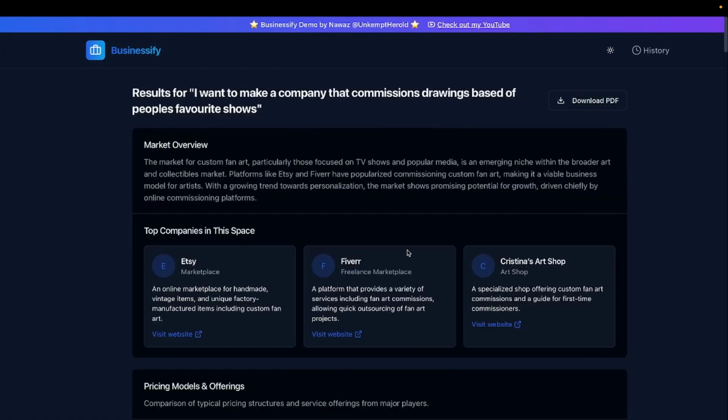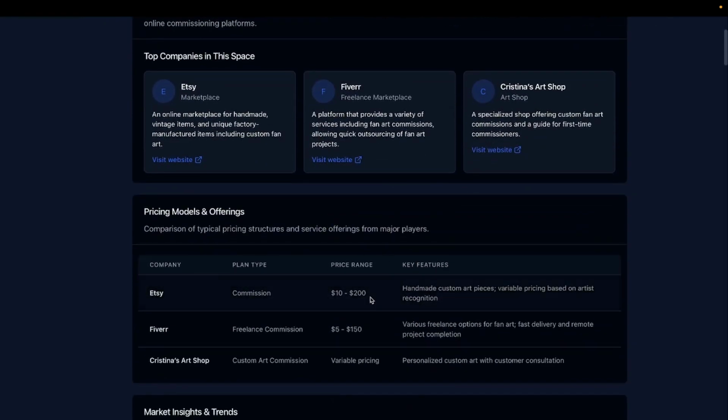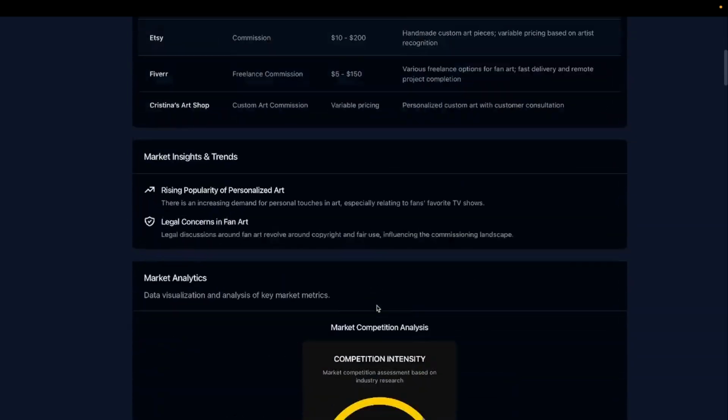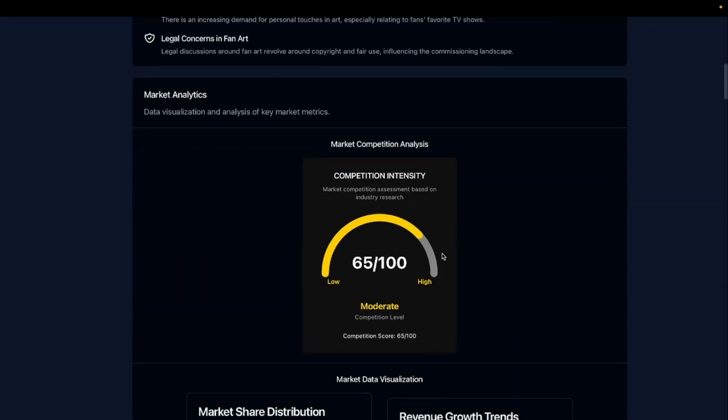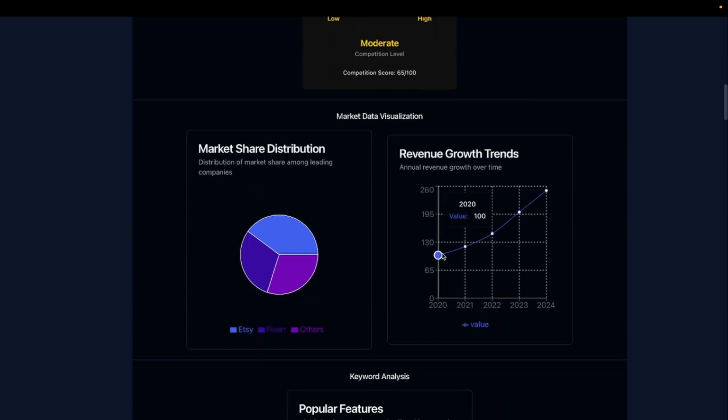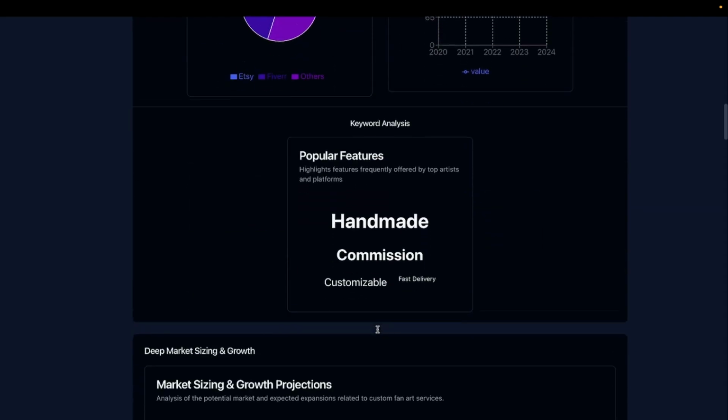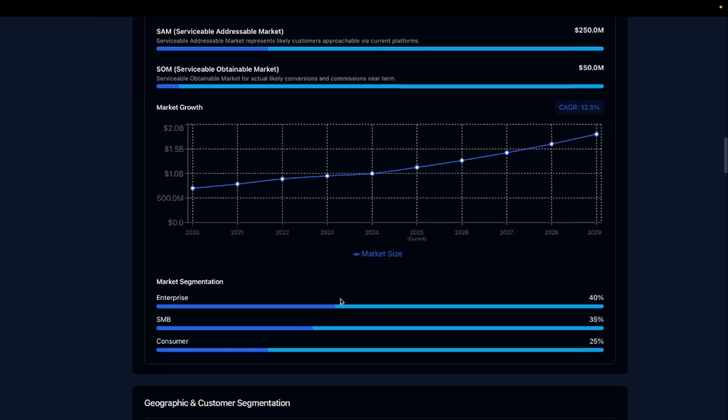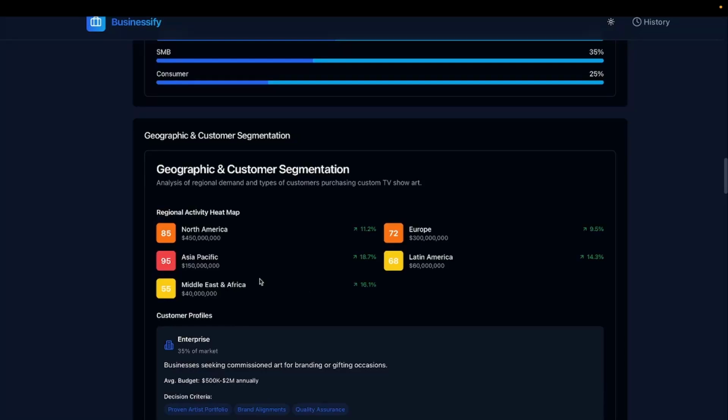See Big Three, Fiverr, Etsy, lines up. I never heard about this one though. That's kind of cool. You can see what the commission price is, 10 to 200, all of that. I expected it to be much more competitive, quite interesting. You can see all of the different keywords. I want to show you some other stuff though. Here we can see this is more of a broad market.